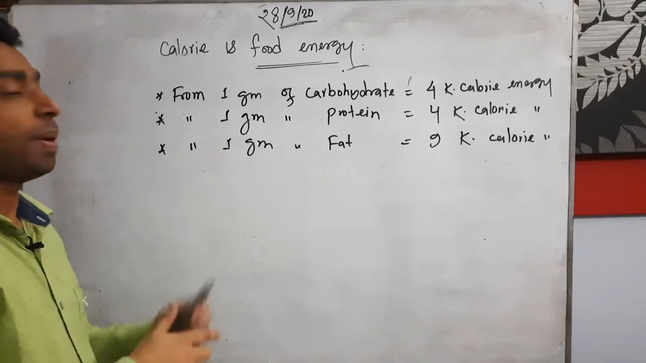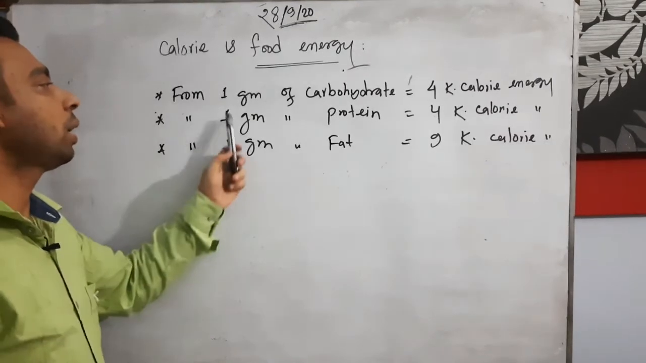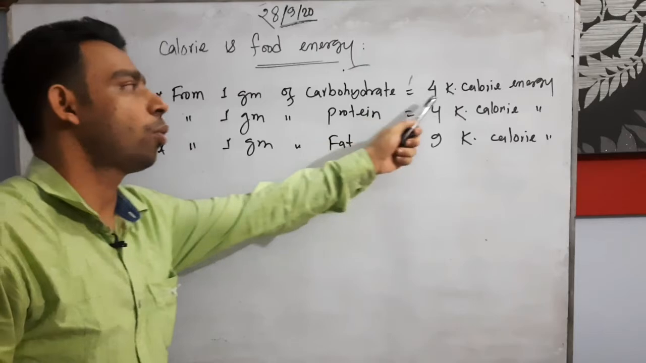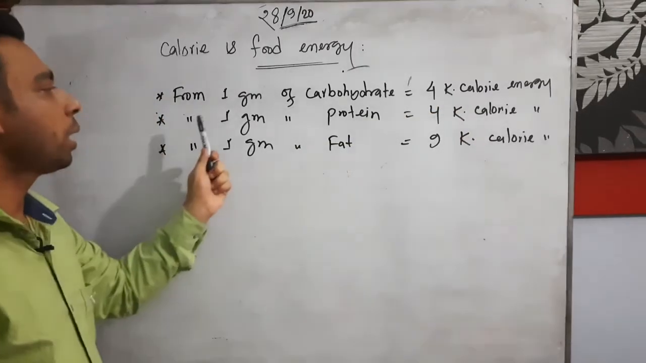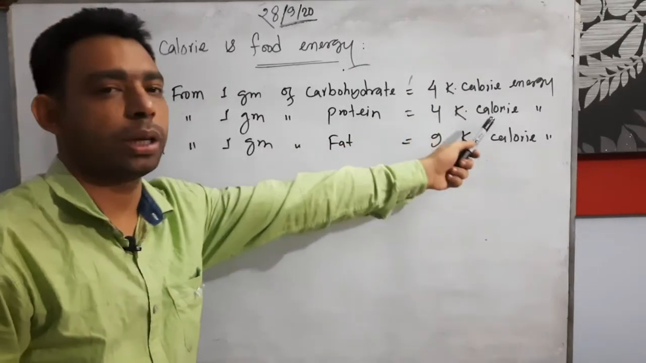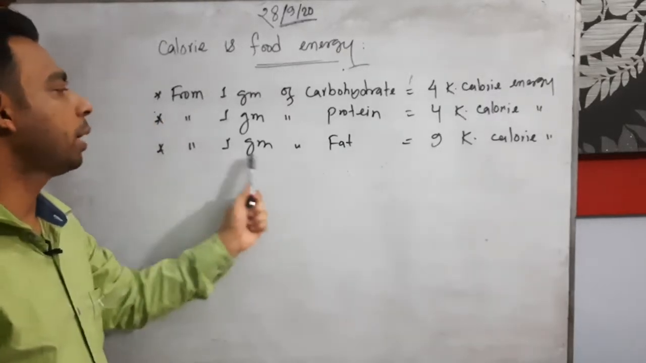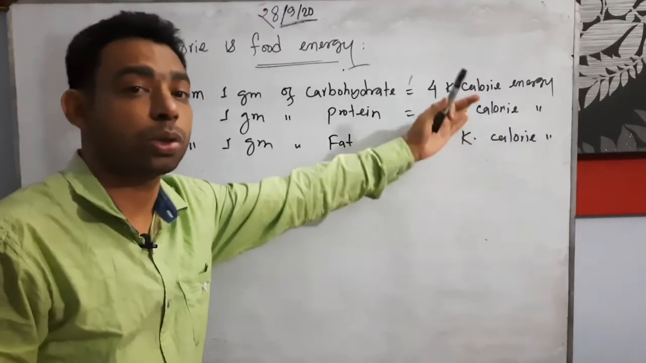We need to remember this. From 1 gram of carbohydrate we get 4 kilocalorie energy. From 1 gram of protein we get 4 kilocalorie energy. From 1 gram of fat we get 9 kilocalorie, the most.